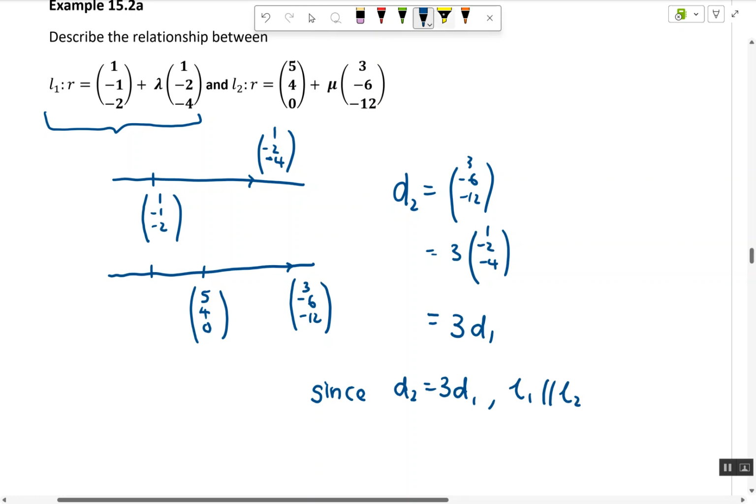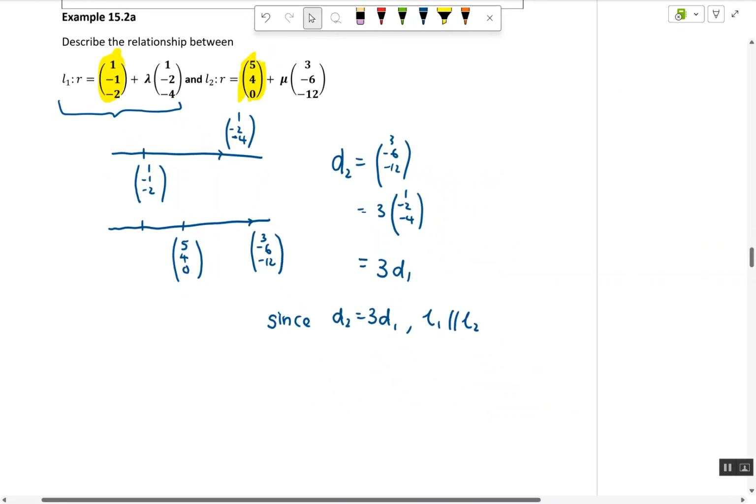And of course, you must observe that these two points must not be the same. Even if they are a multiple of the same is actually okay, but usually they will not give you the same line on top of each other.